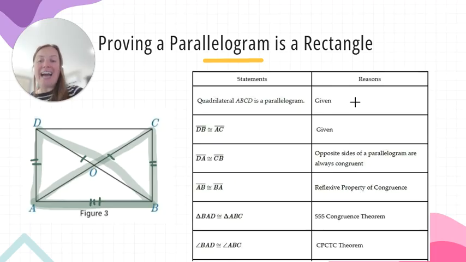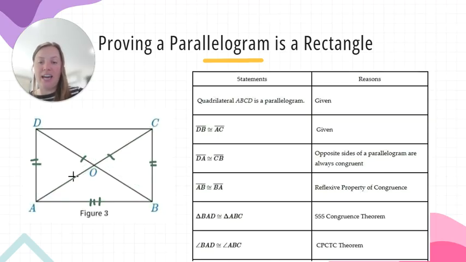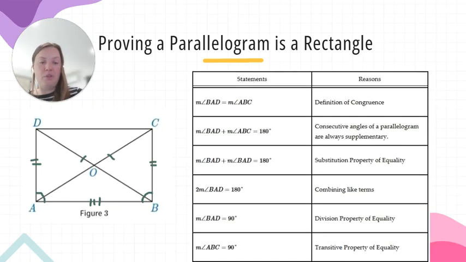Now, that information gives us the opportunity to state that angle BAD, so this one right here, which I'm not going to draw as a right angle because we don't know it's a right angle yet, and ABC are equal to each other. By CPCTC, well, not even just equal, they're congruent, right? Specifically, they are congruent.